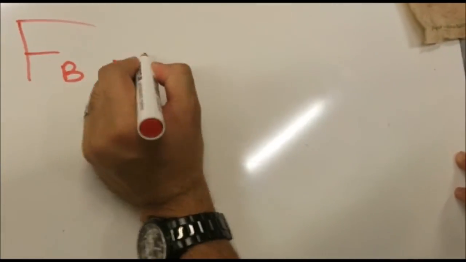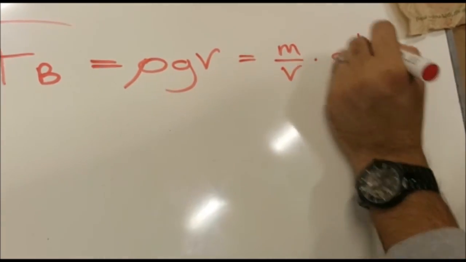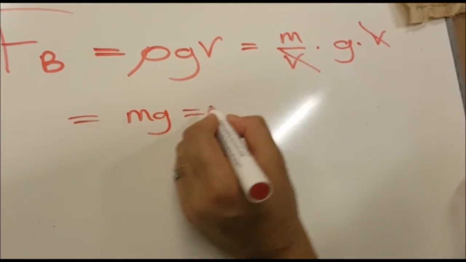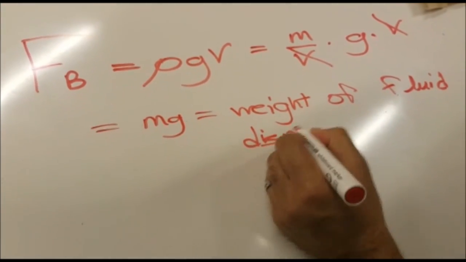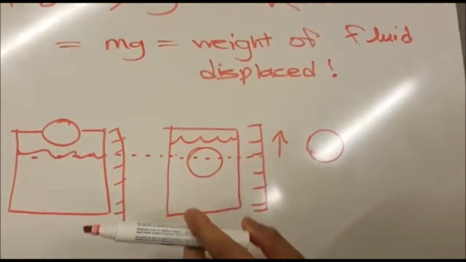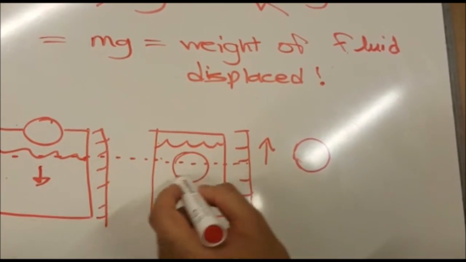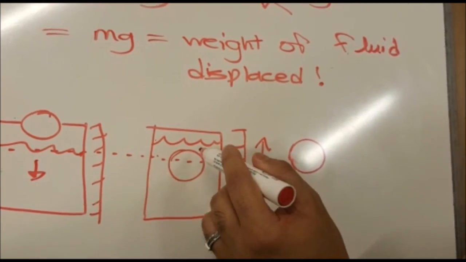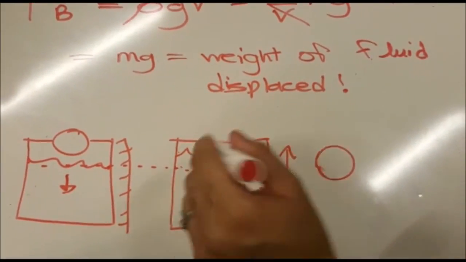So, let's revisit that buoyant force equation. Density of fluid multiplied by gravitational pull multiplied by volume of fluid displaced. Now we know density is mass per unit volume, so let's sub that into the equation. Now we can cancel out the volumes and we're simply left with mass of fluid displaced multiplied by gravitational pull. As you know, that simply equals the weight. This shows us that the deciding factor in buoyant forces is simply the weight of the fluid displaced.